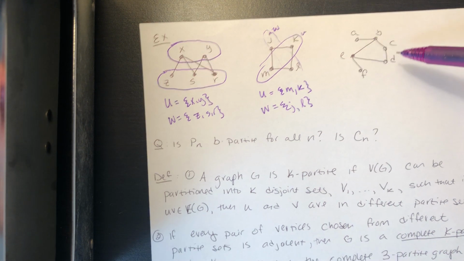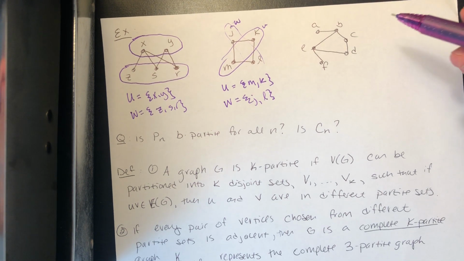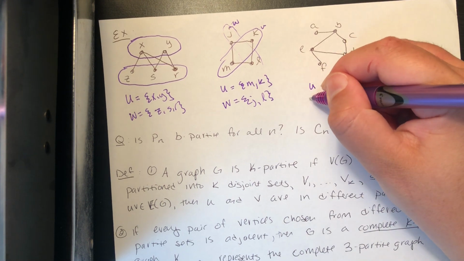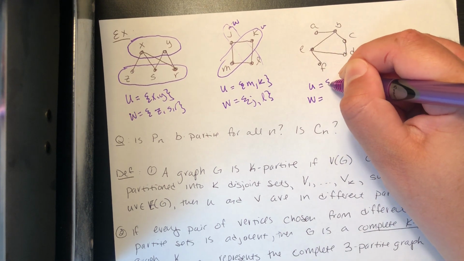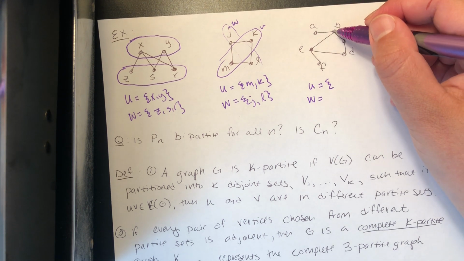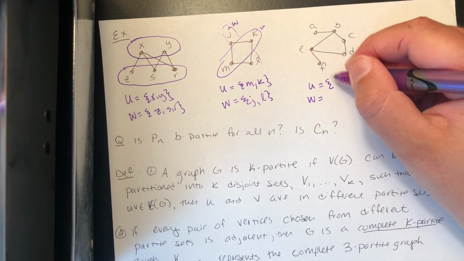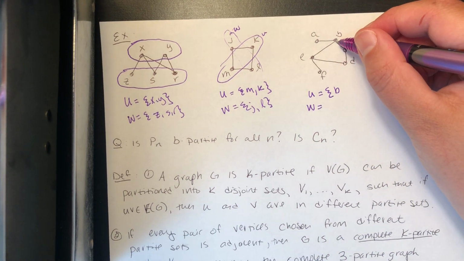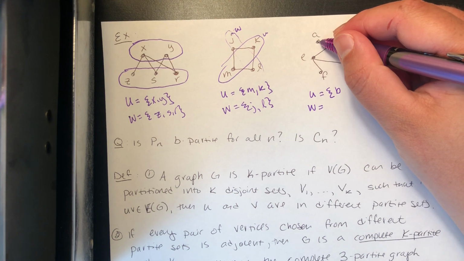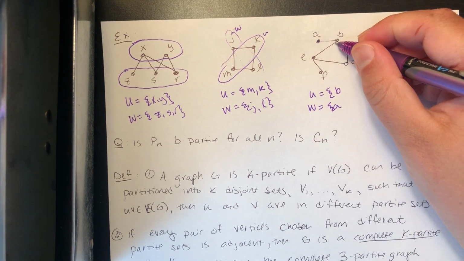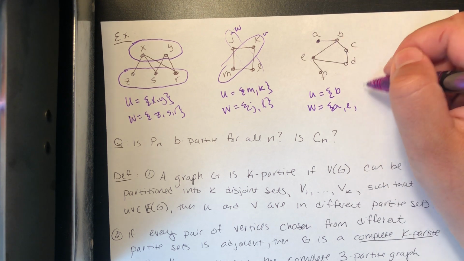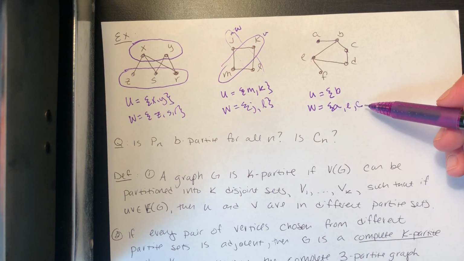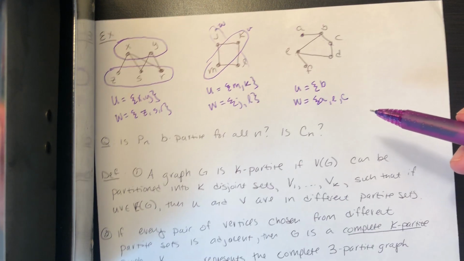All right, and now finally, this last example here, this one's definitely harder to see. How are we going to split this up? Well, it makes sense to start somewhere. I'm going to start with B, because B has a lot of edges coming out of it. If I put B in the first partite set, U, that means that A needs to be in another partite set, and E needs to be in another partite set, and C needs to be in another partite set, because there's edges connecting B to A, B to E, and B to C, which means they have to be in different partite sets.